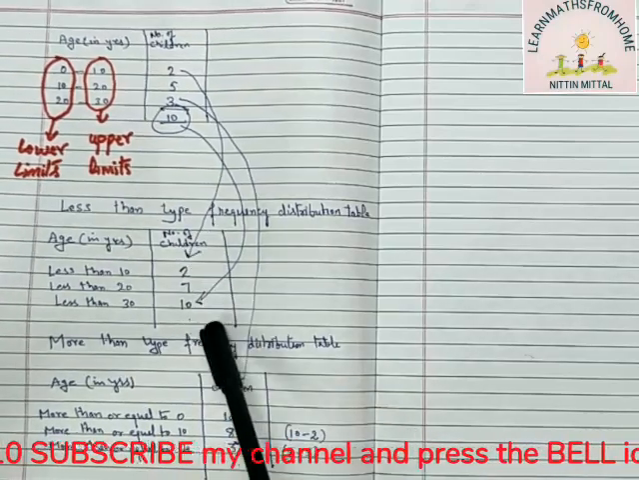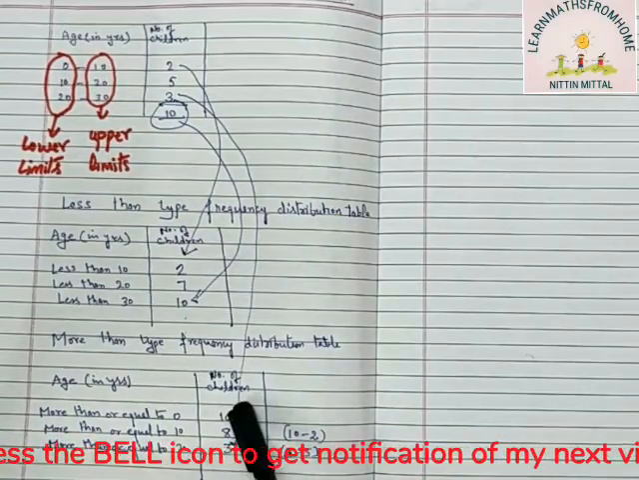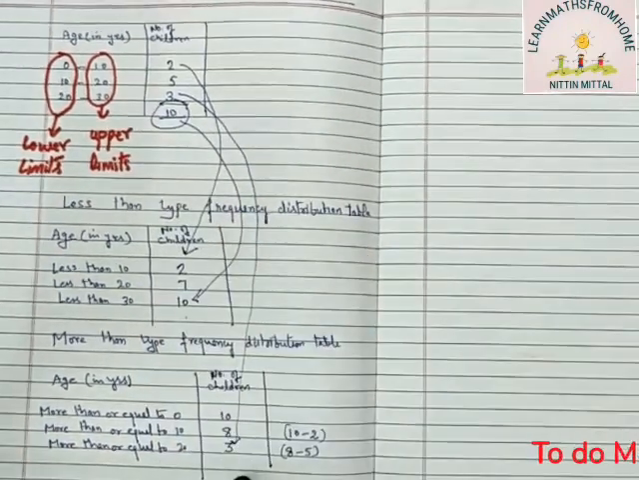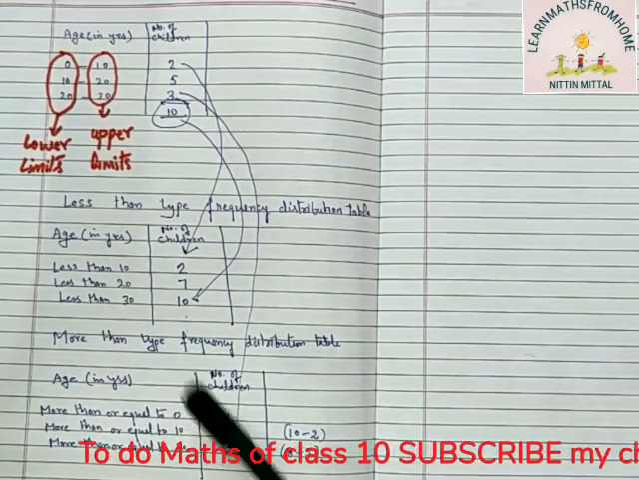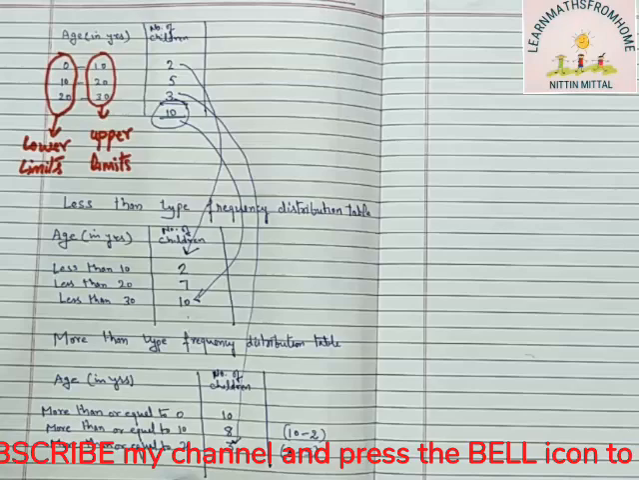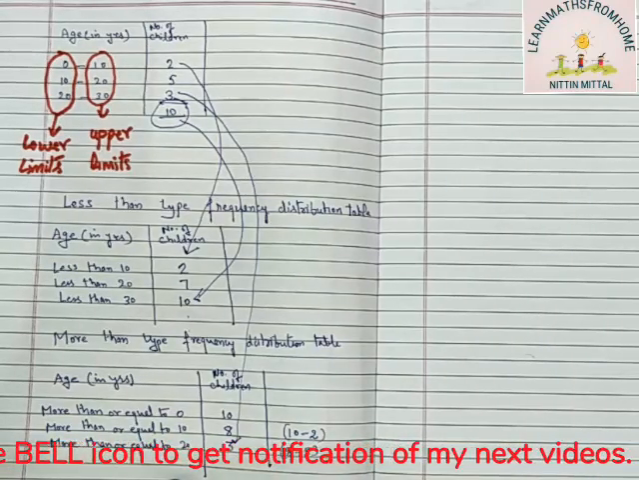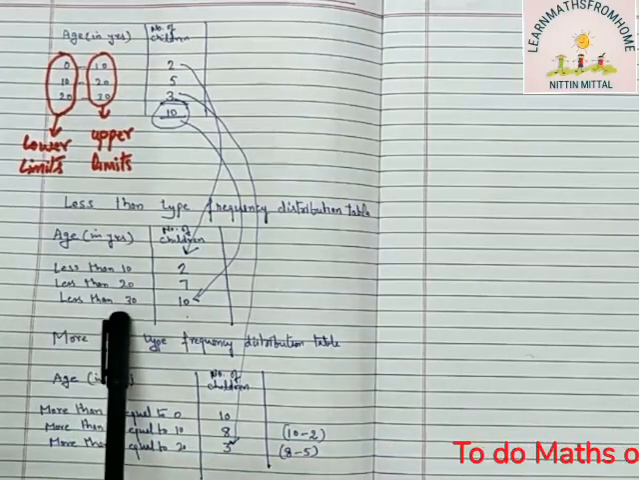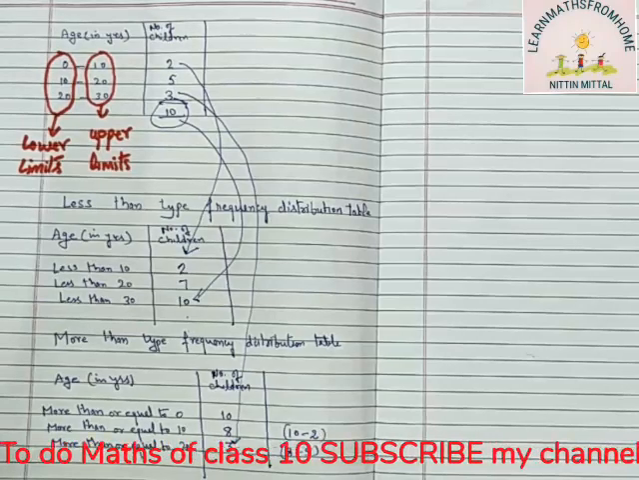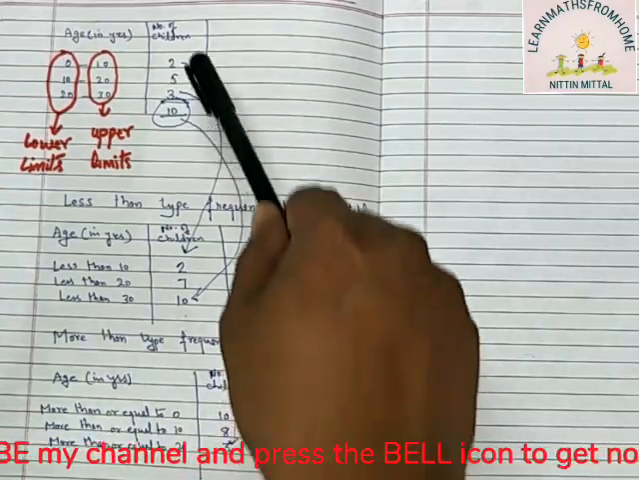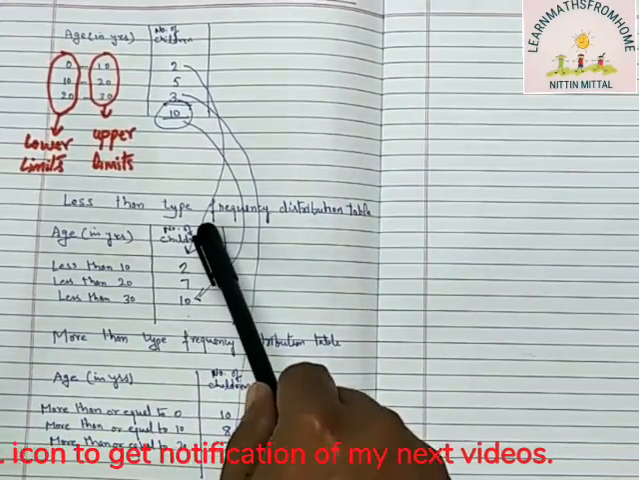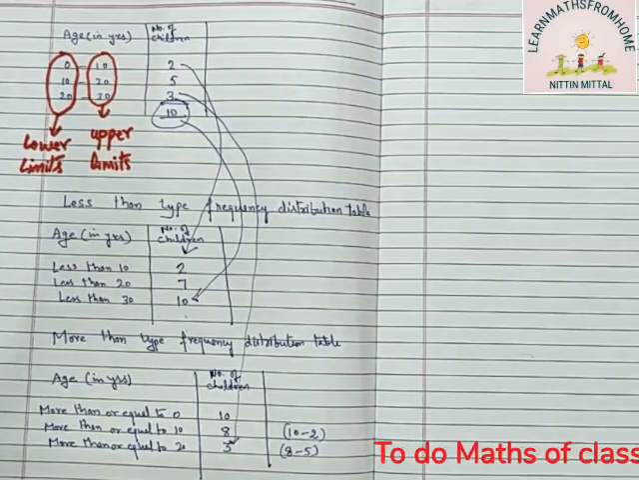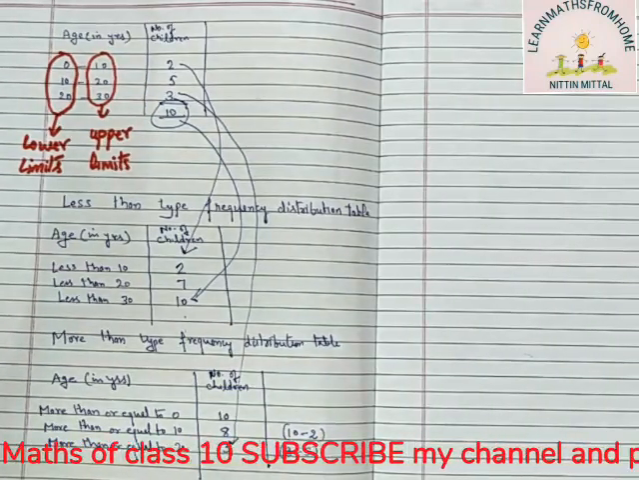It will be in ascending order. In more than type, it will be in descending order. So first will be the total and the last frequency will remain the same. In less than type, we write the upper limits. In case of more than type, we write the lower limits. So for class intervals, in less than type we write upper limits, and in more than type we write lower limits. And for frequency, in less than type it will be ascending order cumulative frequency. In more than type, it will be descending order cumulative frequency.